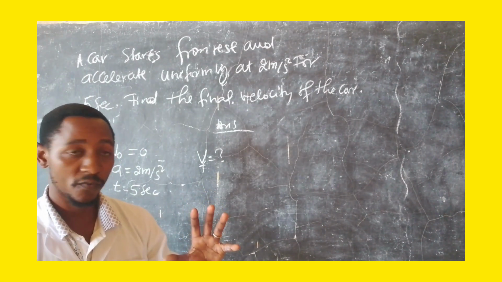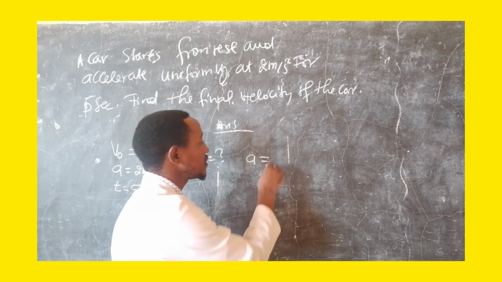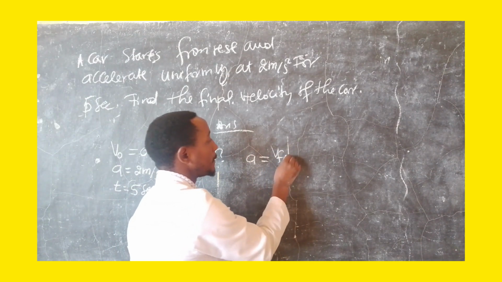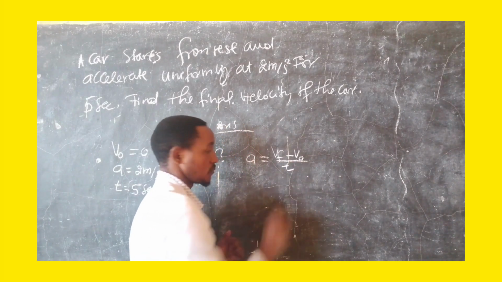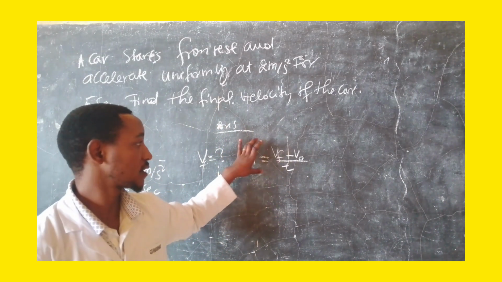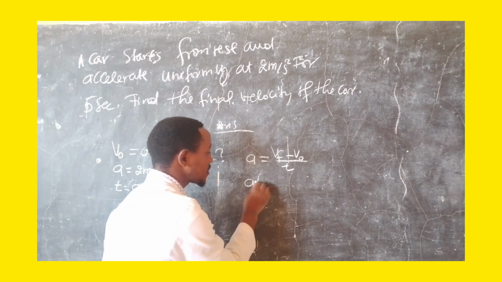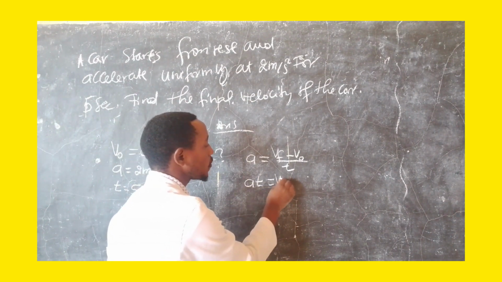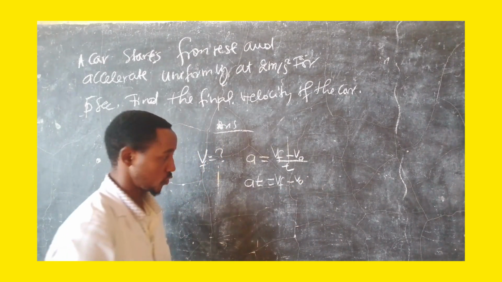So how do we find the final velocity? Acceleration is the final velocity minus the initial velocity over time. So this is the formula of acceleration. According to this, acceleration times t is equal to the final velocity minus the initial velocity.